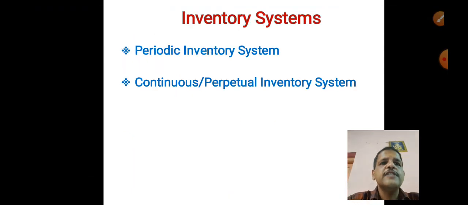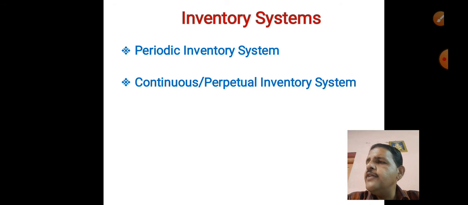Let us go towards the next part, inventory systems. Friends, when we say inventory systems, these are the systems of keeping records of stocks. There are two major inventory systems. One is the periodic inventory system and the second is the continuous or perpetual inventory system.